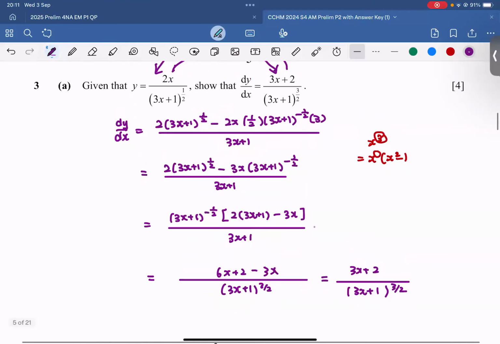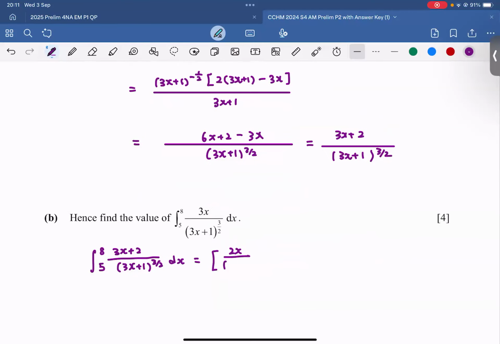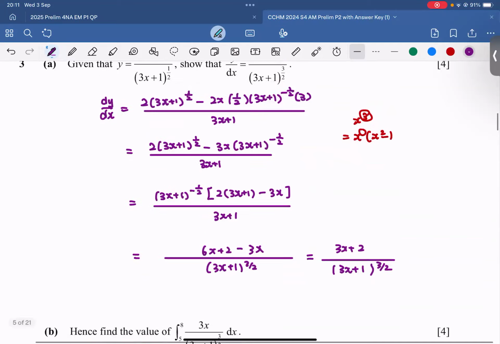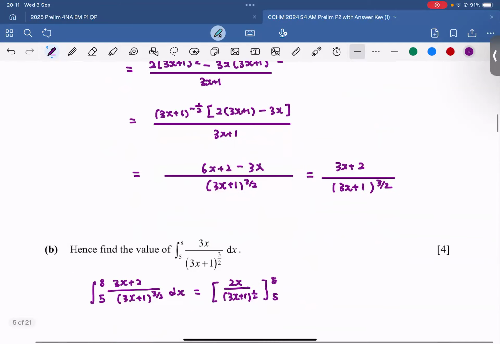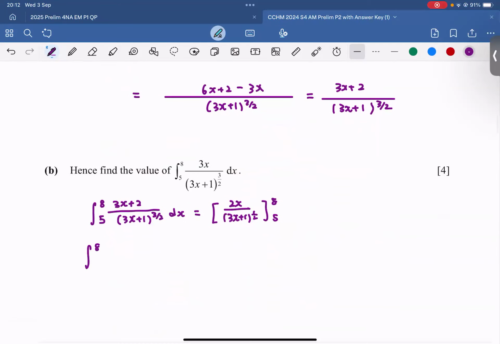2x over 3x plus 1 power half with the 8/5. Okay, so what you can do, we break this up. Okay, why we break this up? Because I want the 3x over this.